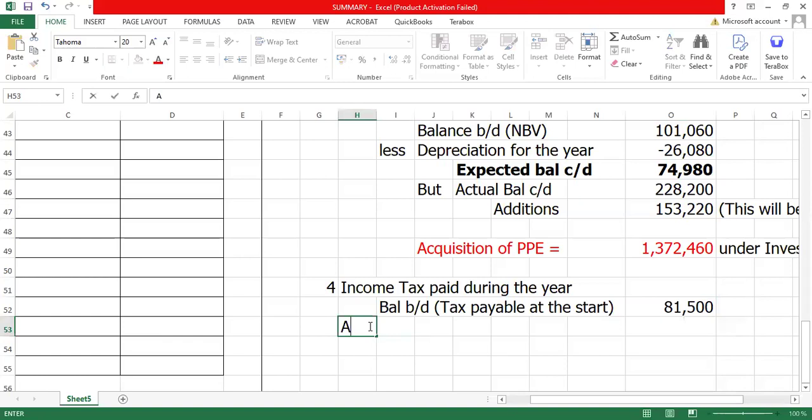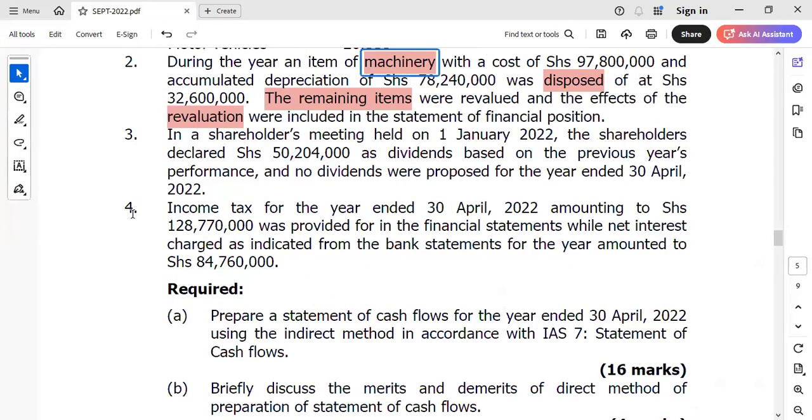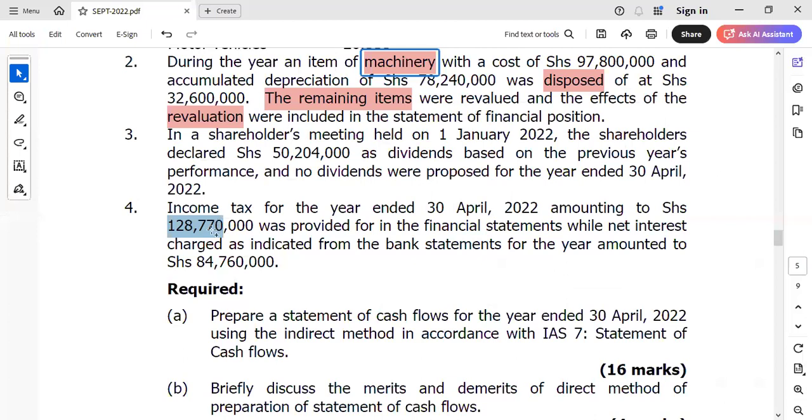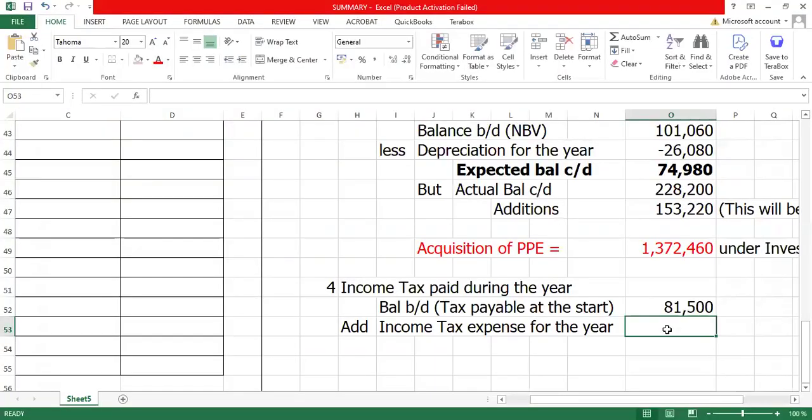Then you add the income tax expense for the year. When you look at the question, we had seen that in note number 4, income tax for the year ended 30th April 2022, amounting to shillings, this was provided in the financial statement. So this is the income tax for the year. We add this here.